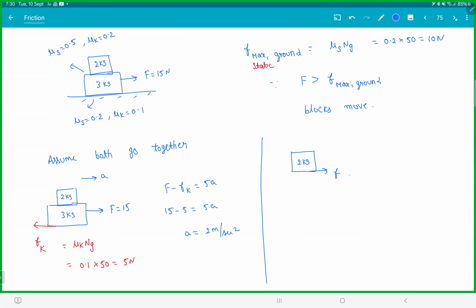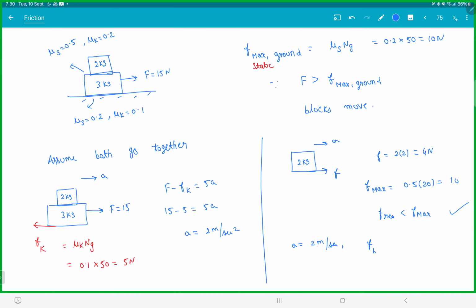This friction is F. This is acceleration. F is equal to 2 into 4, which is 8 newtons. But what is F max? F max is 0.5 into 20, that is 10. Perfect. The F required is less than F max. My assumption is right. They're going together. Done. Question done. So both are going ahead with 2 meter per second square.